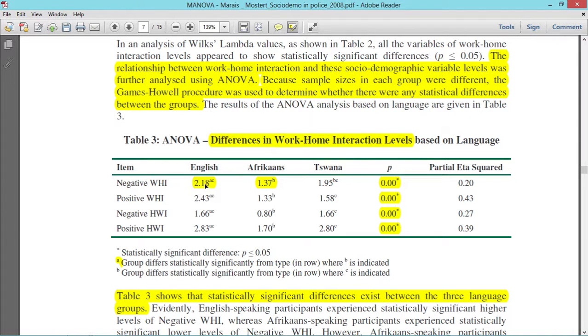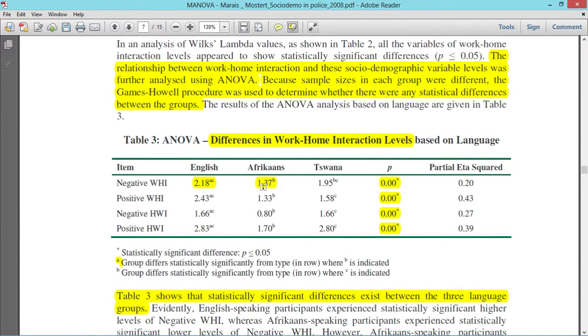So therefore, the level of negative work-home interaction that English people experience significantly differs from the level of negative work-home interaction that the Afrikaans participants experience, okay? And now as we can see, the largest difference in terms of the numerical values here exists between English and Afrikaans. So therefore, the wider the gap, the more significant it will be.